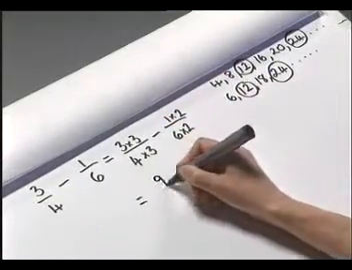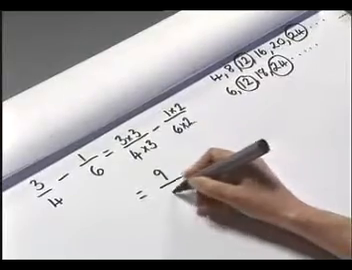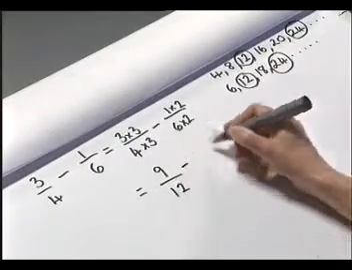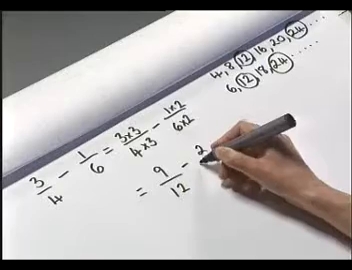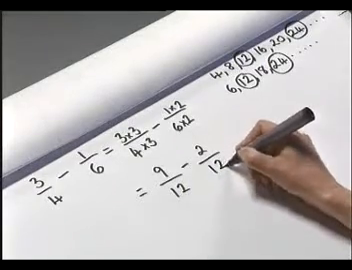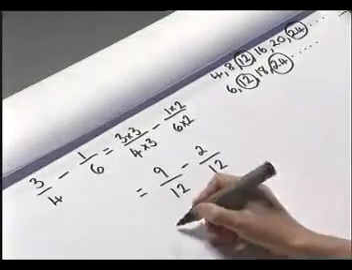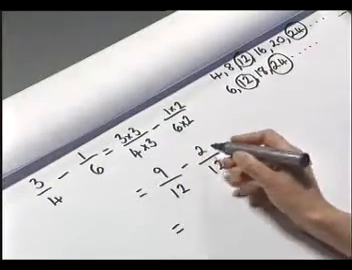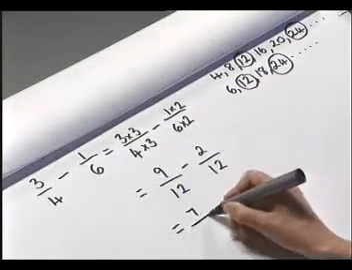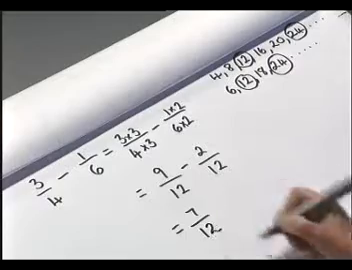3 3s are 9. 4 3s are 12. Take away, once 2 is 2. 6 2s are 12. Now our denominators are the same, so we can simply subtract the numerators, giving us a result of 7/12.